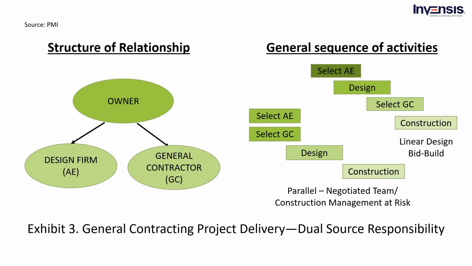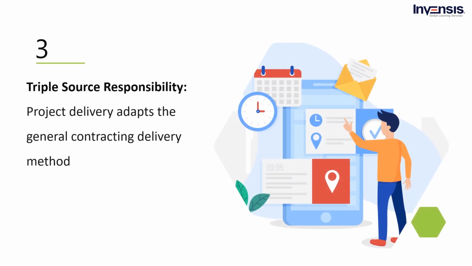When a construction management business is utilized instead of a general contractor, the technique is known as construction management at-risk project delivery. The delivery sequence is comparable to the agreed-upon team delivery system. Finally, we have the triple source responsibility, advisory construction management. Triple source responsibility project delivery adapts the general contracting delivery method.